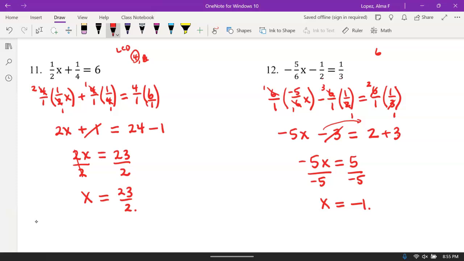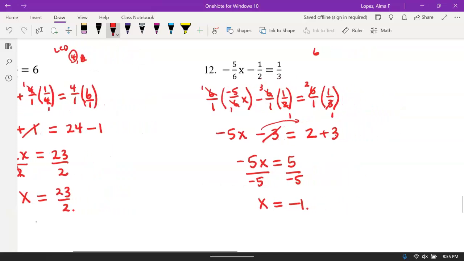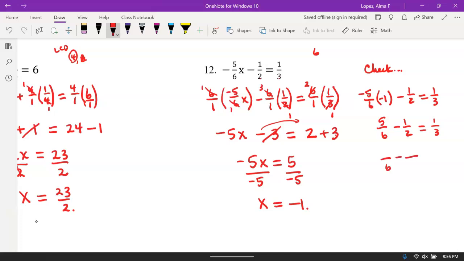And what the heck, let's do a really quick check on this one. Since it's our last one, we have negative 5/6, parentheses, minus 1/2 equals 1/3. When I plug the negative 1 in there, I'm going to end up with negative 5/6 times negative 1, which is a positive 5/6, minus 1/2 equals 1/3. On the left-hand side, I want to see if it's equal to 1/3, so I'm going to get a common denominator. I can tell that for 6 and 2, the common denominator is going to be 6.